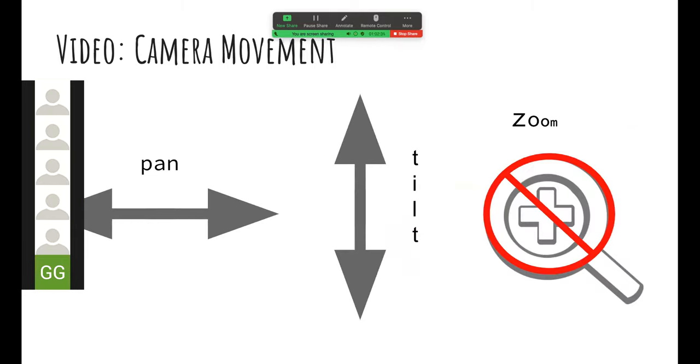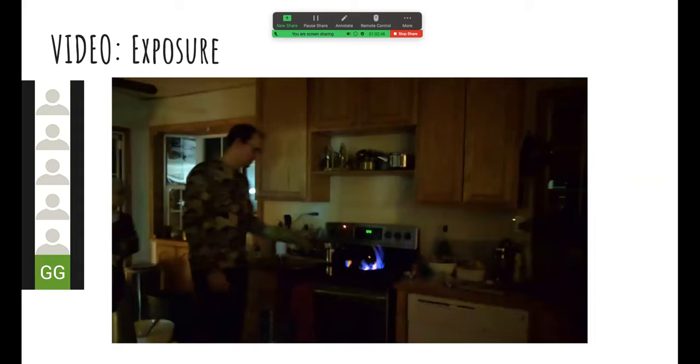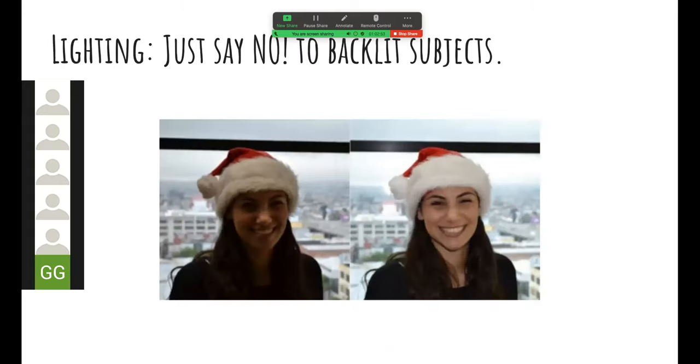Don't use your phone to zoom, because it's not really an optical zoom. It's not using the lens to zoom. It's just zooming closer in on the video pixels, and it just gets blurry. Again, make sure you're in a space where the exposure is good. Make sure there's plenty of light and you're not backlit. So avoid having a backlit situation.